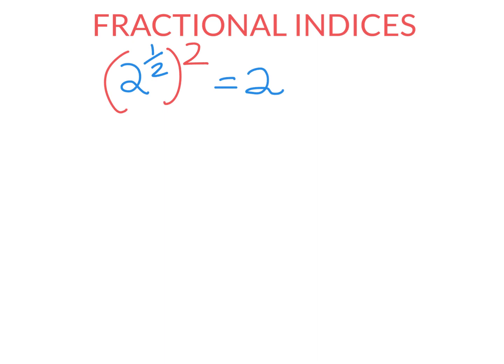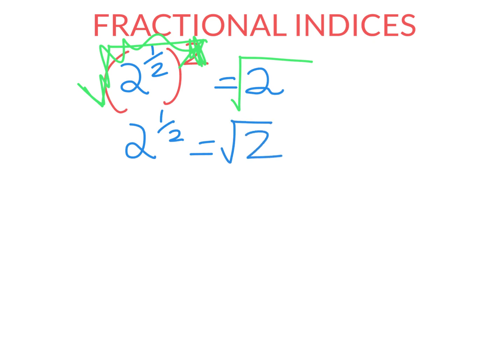But what we can do, because we have an equation, we can do whatever we want to one side of the equation as long as we do it to the other side. So in particular here, we can square root both sides, because square root and squaring, they undo each other. So on this left-hand side, I'm left with 2 to the power of a half. On the right-hand side, I have the square root of 2. So 2 to the power of a half is the square root of 2.